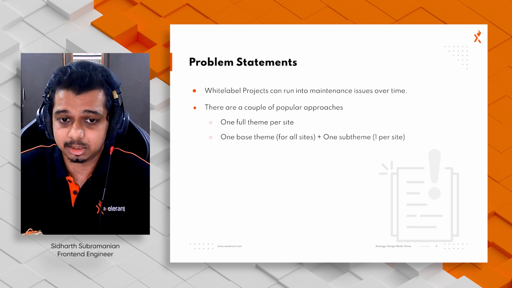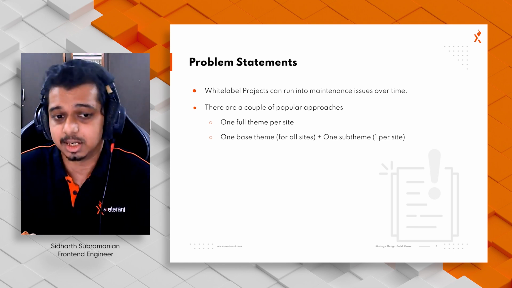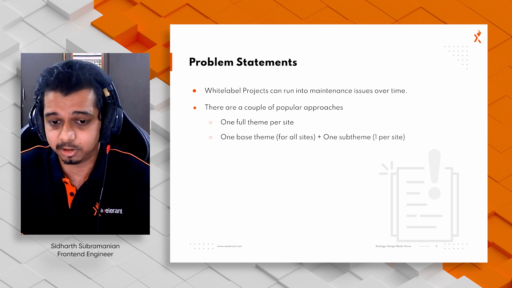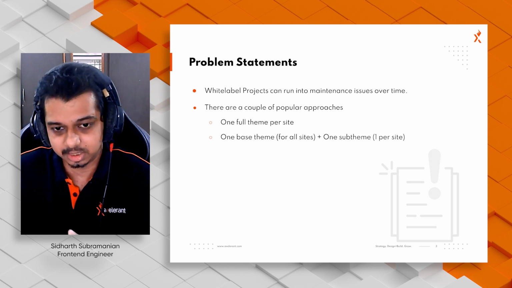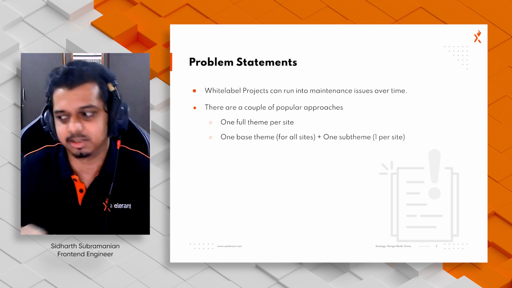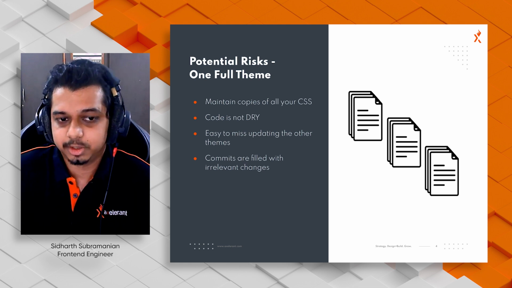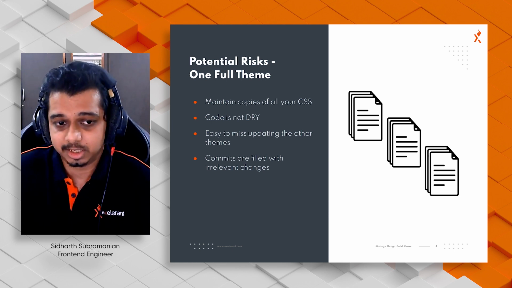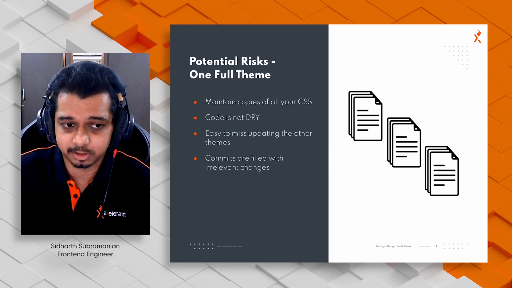And currently there are a couple of popular approaches. One of them is to use one full theme per site. And the other approach is one base theme for all sites, and then you have a sub theme per website or per client where you just make some minor changes here and there. And I'll go into these right now. So when you have one full theme for a white label project, you have a few issues there, right? You have to maintain copies of all of your CSS.